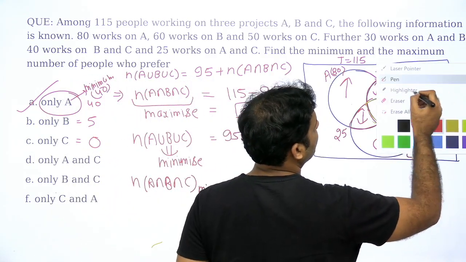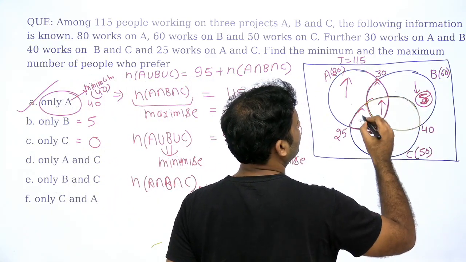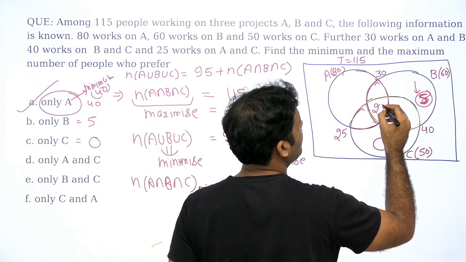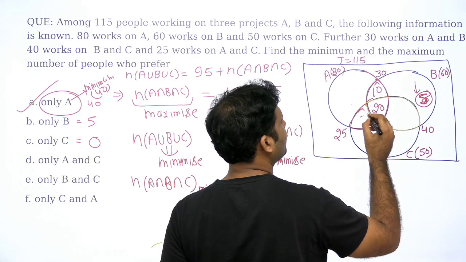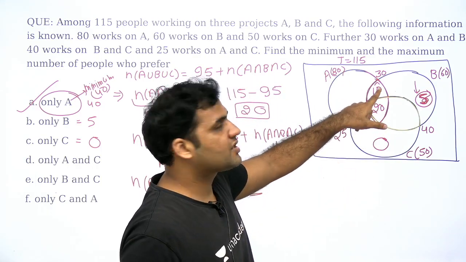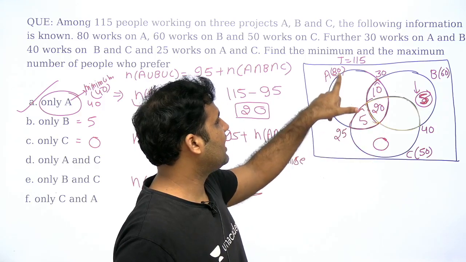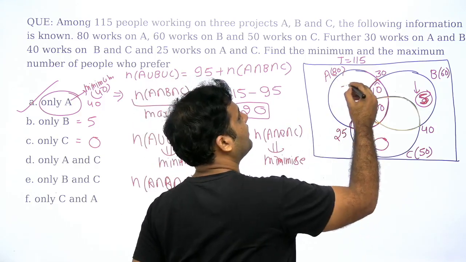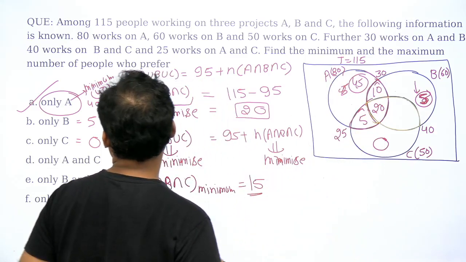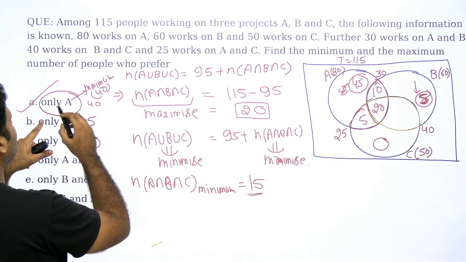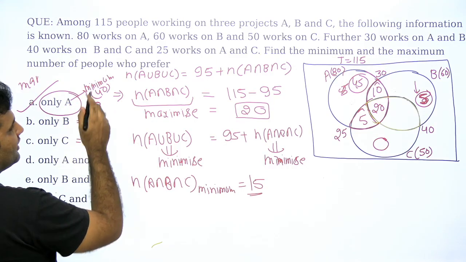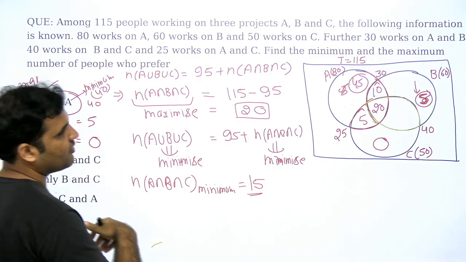Now let's put the value here. If you put the maximum value 20 here, this value becomes 10, this value becomes 5, and the maximum value of A would be 20 plus 10, 30, 30 plus 5, 35. 80 minus 35 will be 45. So this is the minimum, and the maximum, let me write it down over here, will be 45. Just write it down somewhere, maximum will be 45 here.